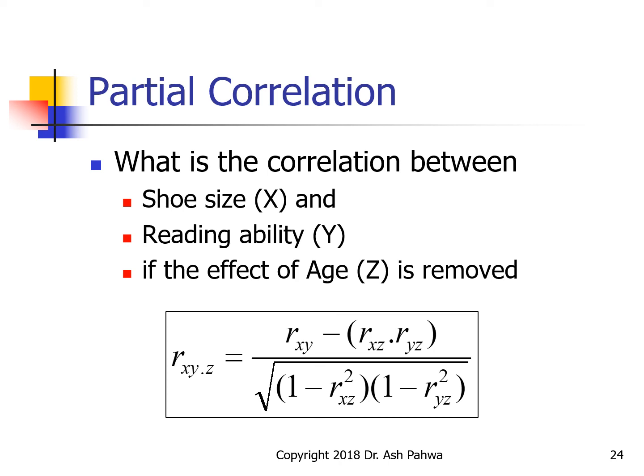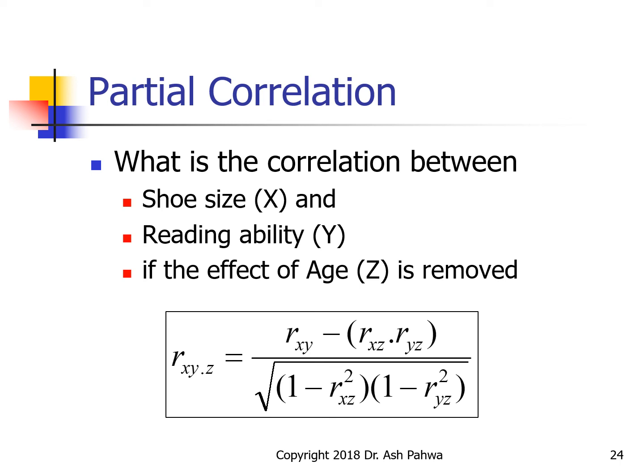It is defined as follows. Now suppose I have variable shoe size as x and my reading ability variable as y. The correlation between x and y by removing the effect of age is written as rxy dot z, and this means correlation between x and y by removing the effect of z.